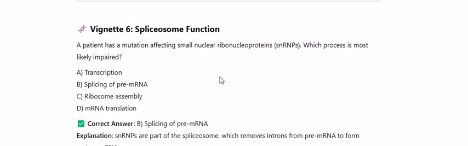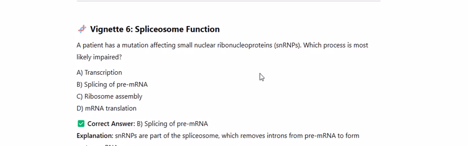Vignette 6. Spliceosome function. A patient has a mutation affecting small nuclear ribonucleoproteins, snRNPs. Which process is most likely impaired? A. Transcription. B. Splicing of pre-mRNA. C. Ribosome assembly. D. mRNA translation. Correct answer: B. Splicing of pre-mRNA. Explanation: snRNPs are part of the spliceosome, which removes introns from pre-mRNA to form mature mRNA.